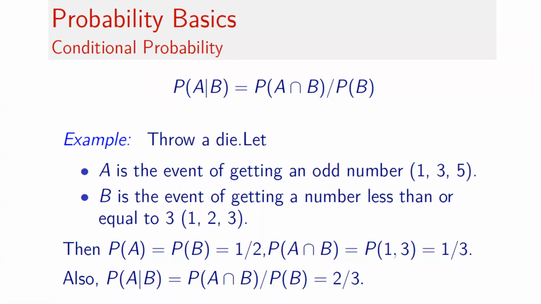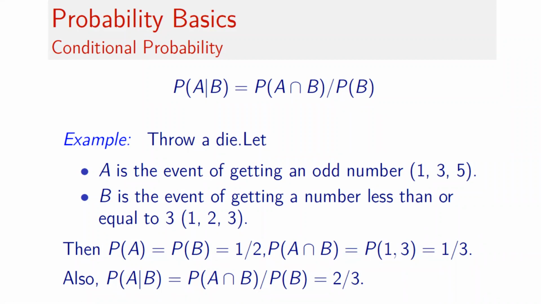So we can have the number 1, the number 3, and the number 5. Capital A is the event of getting an odd number, so 1, 3, 5, and capital B is the event of getting a number less than or equal to 3. So we can have 1, 2, or 3, okay?